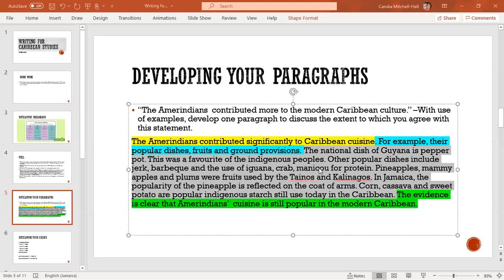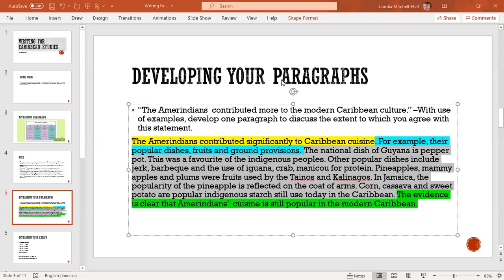The Amerindians contributed significantly to Caribbean cuisine. For example, their popular dishes, fruits, and ground provisions. The national dish of Guyana is pepper pot. This was a favorite of the indigenous peoples. Other popular dishes include jerk, barbecue, and the use of iguana, crab, manicou for protein. Pineapples, mamey apples, and plums were fruits used by the Tainos and Kalinagos. In Jamaica, the popularity of the pineapple is reflected on the coat of arms. Corn, cassava, and sweet potato are popular indigenous starch still used today in the Caribbean. The evidence is clear that the Amerindian's cuisine is still popular in the modern Caribbean.